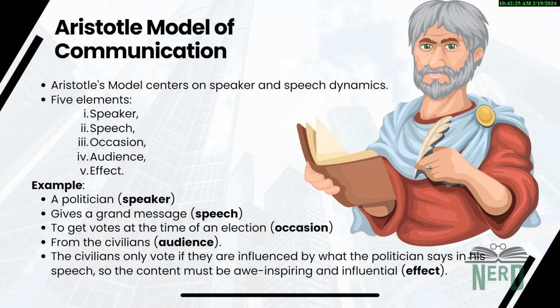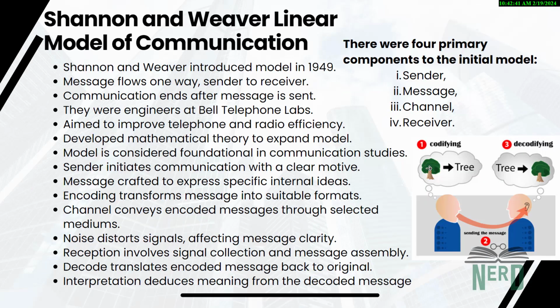So these five elements you can understand with a politician or a leader, so it'll be easy for you to understand. That's the Aristotle model of communication. I hope you understand this particular stuff. Remember the five elements. Now let me tell you another, which is Shannon and Weaver's linear model of communication. It is not complicated because it has only four primary components. First, the sender, then the message, then the channel, how you're sending, and whom you are sending to, that is your receiver.